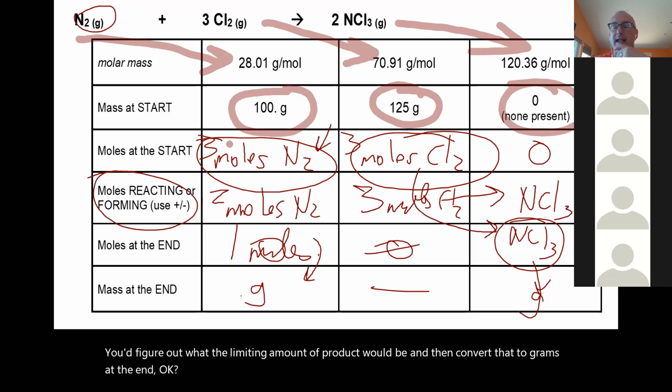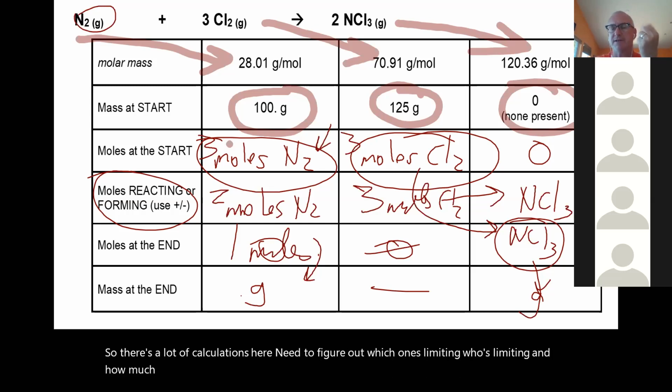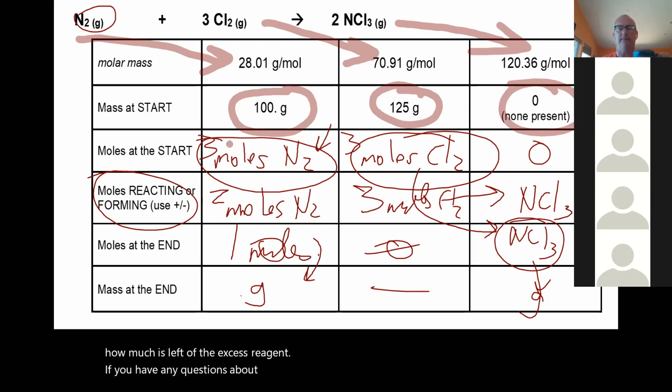So yeah, there's a lot of calculations here. You need to figure out which one's limiting, and how much is left of the excess reagent. If you have any questions about that, we can go over it after you've had some time to work on it. So that's how you would do that one.